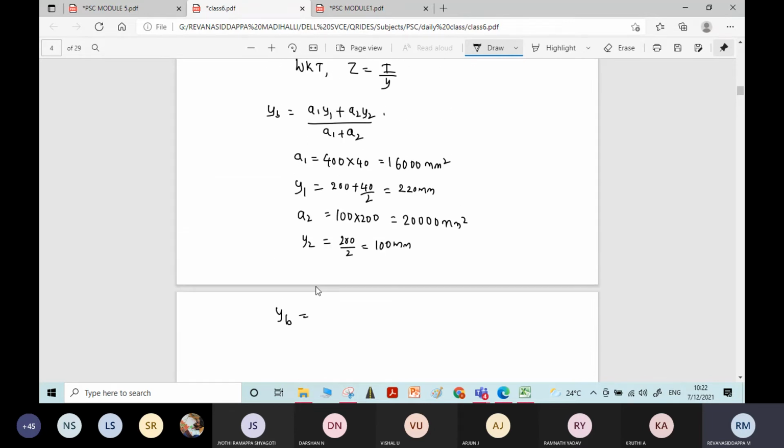substitute and get the answer. A1 Y1, that is 16,000 into Y1 220 plus A2 Y2, 20,000 into 100, divided by A1 plus A2, 16,000 plus 20,000. Tell me the answer.